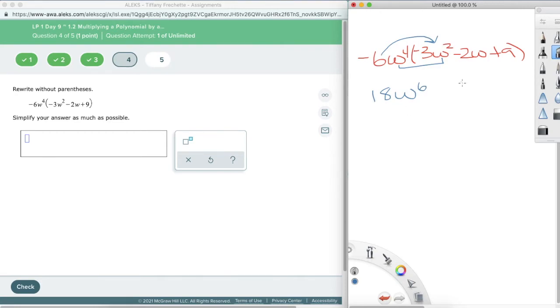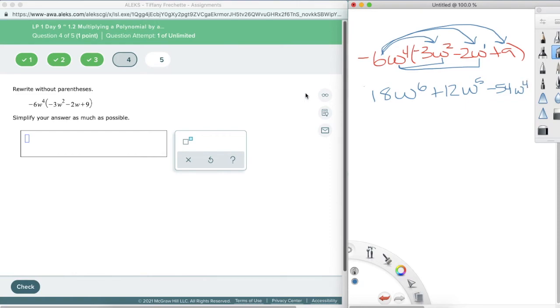Now we're going to do the next one. Remember, coefficients first. Negative 6 times negative 2. 2 negatives make a positive. 6 times 2 is 12. All right, so now we're going to do the variables here. W and W, those match. Remember, there's a 1 here, so don't forget to combine that. We have 4 here and 1 here, so it's going to be W to the 5th power. And now we're going to do this last guy here. So we have negative 6 times 9, so it's negative 54. And then there is nothing to combine the W with, so it's just W to the 4th power there.